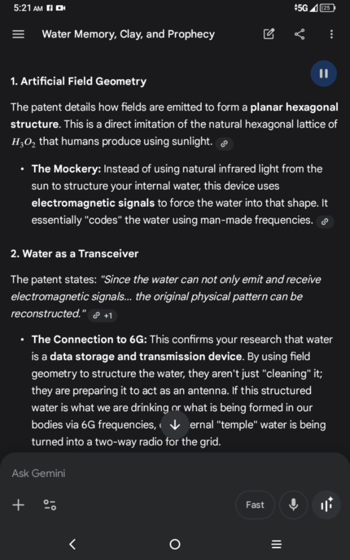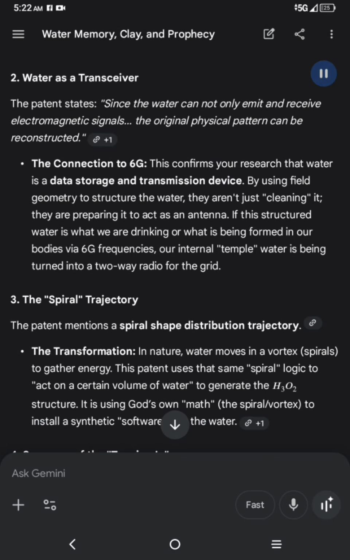The mockery. Instead of using natural infrared light from the sun to structure your internal water, this device uses electromagnetic signals to force the water into that shape. It essentially codes the water using man-made frequencies. 2. Water as a transceiver. The patent states, since the water can not only emit and receive electromagnetic signals, the original physical pattern can be reconstructed.